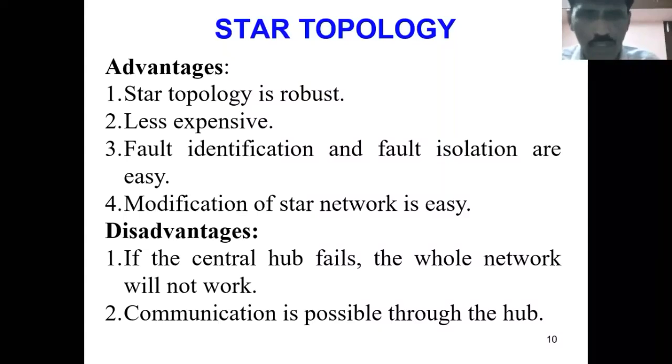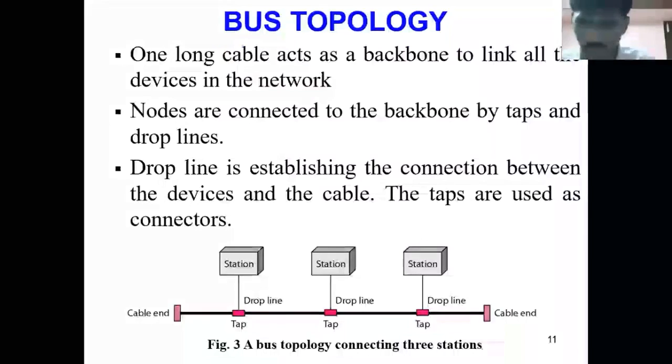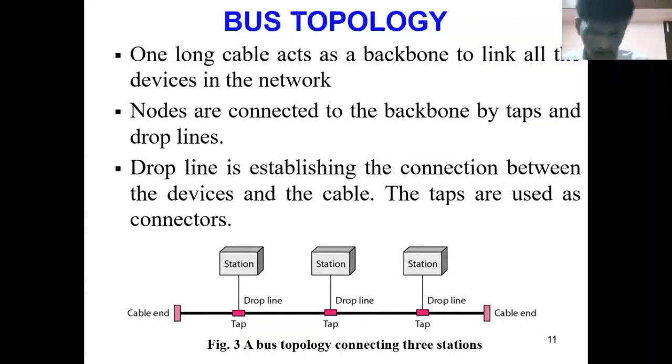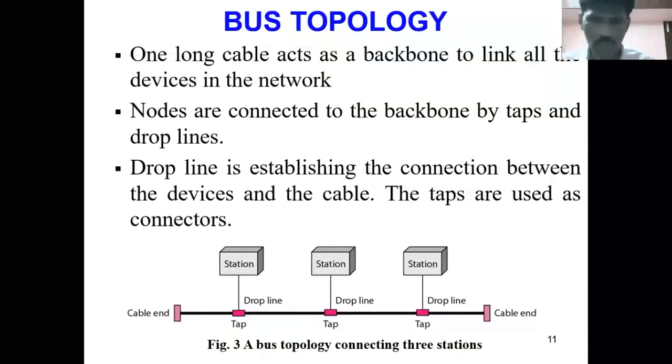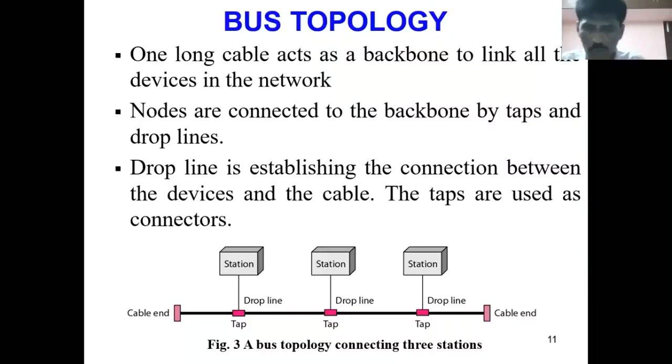Then I'm moving to the third type, bus topology. So what do you mean by bus topology? You can see figure 3, a bus topology connecting 3 stations. So how can we explain? Bus topology is a network type where every device is connected to a single cable that runs from one end of the network to the other. This type of network topology is often referred to as line topology.